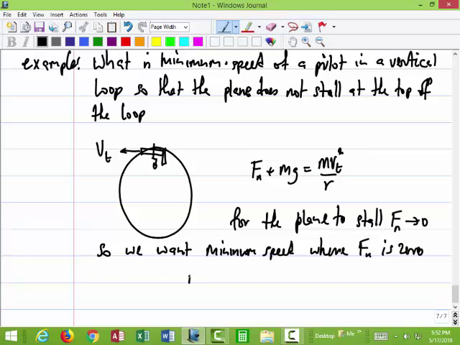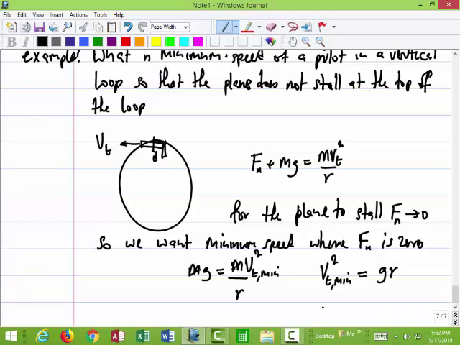For that scenario, mg is equal to m v top min squared over r. So v top minimum squared should be equal to g times r, if you cancel out the masses. So v top min is equal to the square root of gr. For a plane not to stall, the speed should be the square root of the acceleration of gravity multiplied by the radius of the loop.